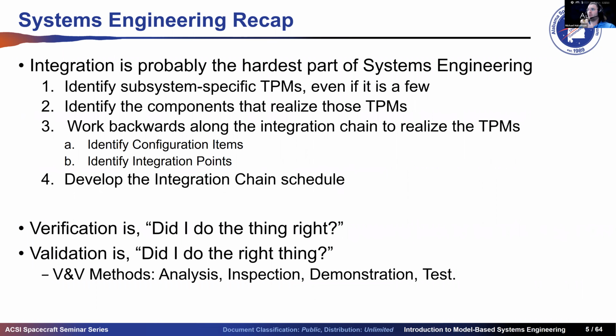So integration is really the most difficult part. What you do is you identify the subsystem specific technical performance measures, TPMs, and then you figure out which components realize those TPMs. You integrate along those chains to realize the TPMs, and you work backwards there till you have your full integration profile, knowing all of your integration points where things come together. Those points themselves, what are the things that we're developing.